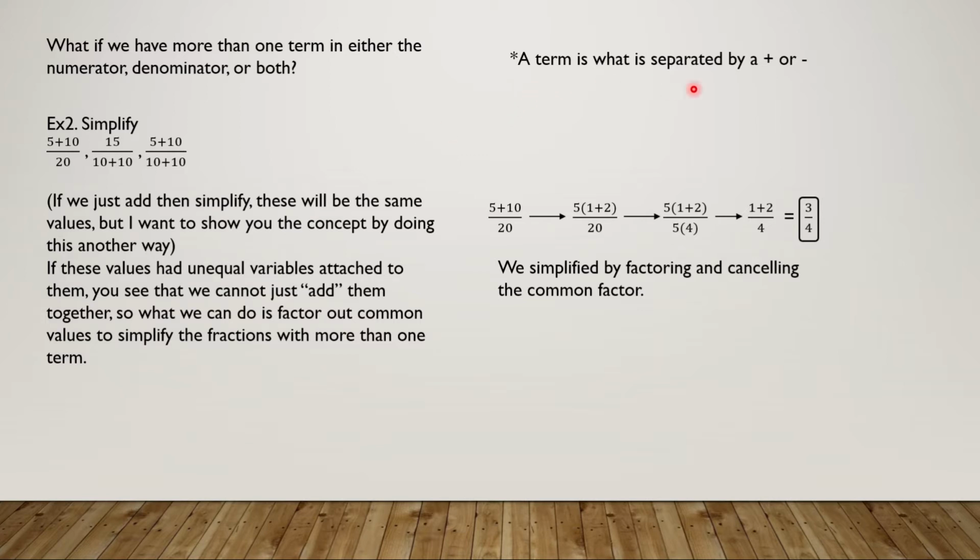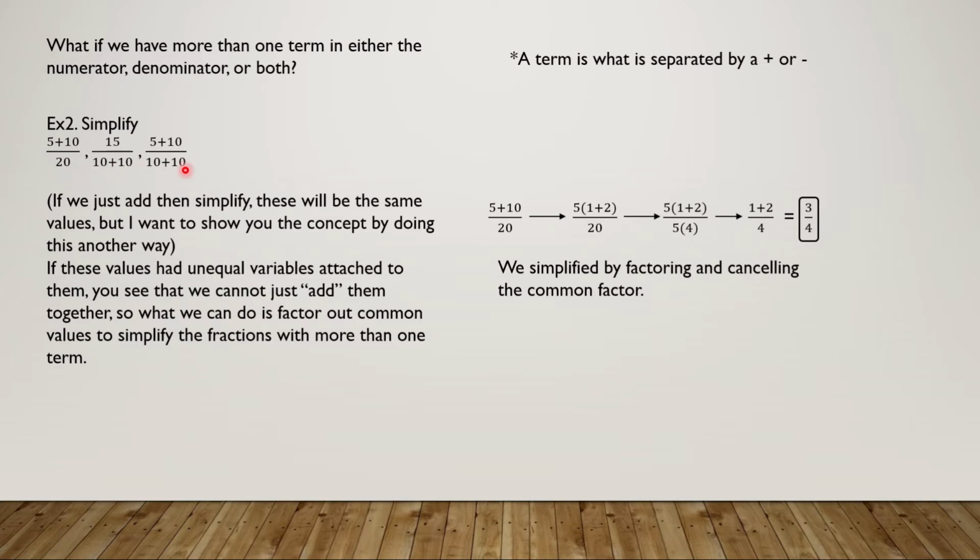And I have highlighted right here that a term is basically just whatever is separated by a plus or a minus. So if you have, in this example, 5 plus 10, this numerator has 2 terms, 5 being one of them and the plus 10 being the other term. In the denominator, you have 1 term because there's no plus or no minus to separate it. But what you have right here in the numerator, you have a 15, but there's only 1 term because there's nothing separating those numbers. And then you have 10 plus 10 in the denominator, and it has 2 terms.